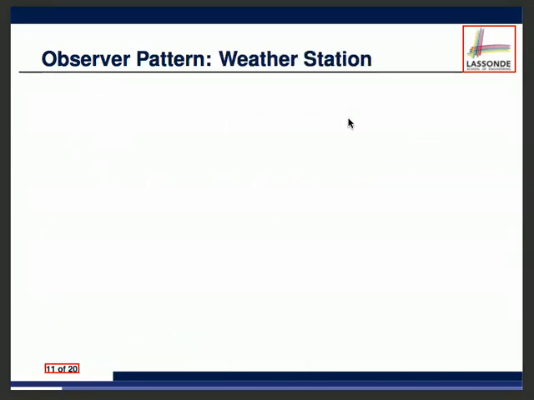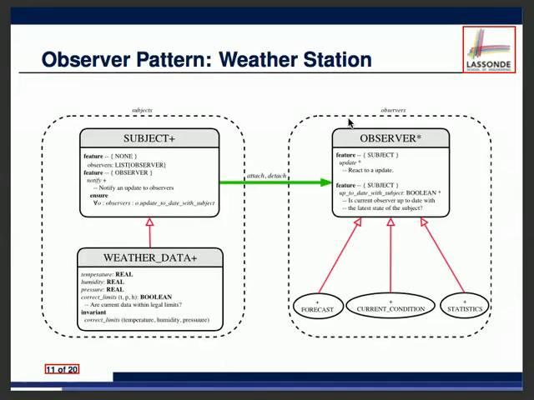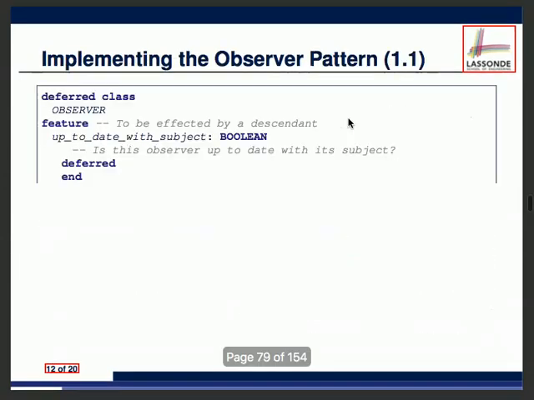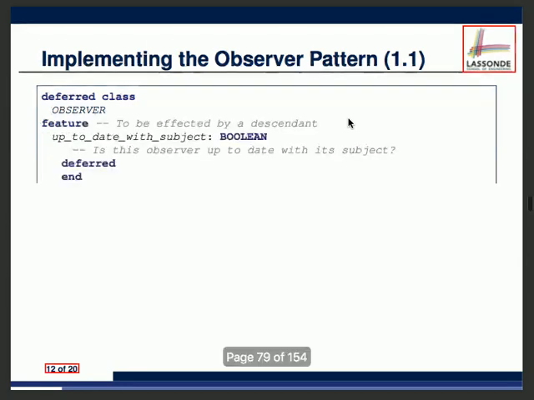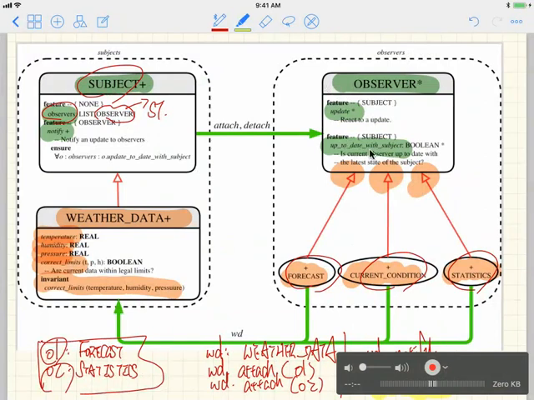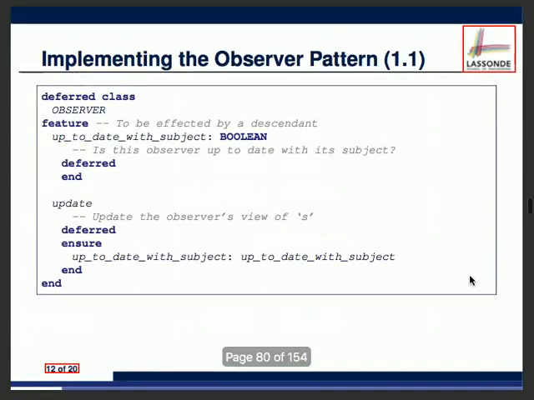Now that's the diagram I just went over, so let's have a look at the code very quickly. First of all, we have the observer class. By the way, all the code is available on the web, so you can also play with it. At the observer level, we don't know yet what it really means for the observer to be up to date. We'll define that in the effective descendant classes. And we also have something called update.